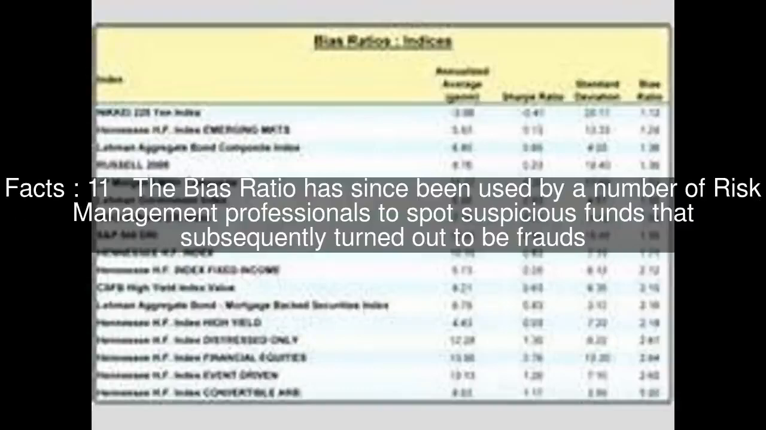The bias ratio has since been used by a number of risk management professionals to spot suspicious funds that subsequently turned out to be frauds. The most spectacular example of this was reported in the Financial Times on January 22, 2009, titled "Bias Ratio Seen to Unmask Madoff."